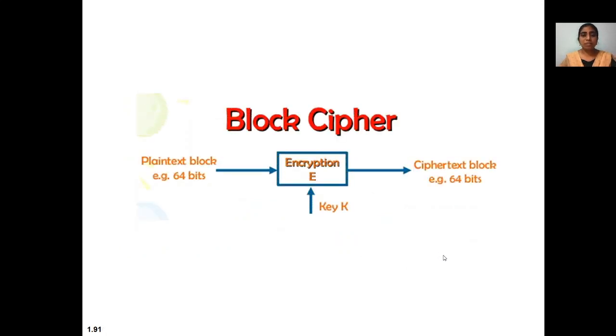Coming to the block cipher, the plaintext is sent in blocks of size 64 bit, 256 bit or 512 bit, and the key is also in the form of a block of 64, 256 or 512 bits, and the ciphertext that we get is also in the form of blocks of 64, 256 or 512 bits. Thank you.